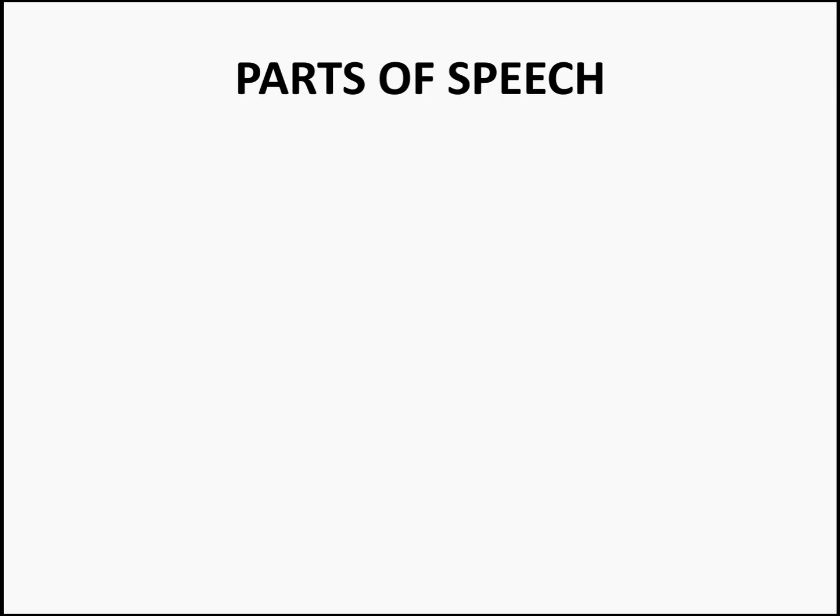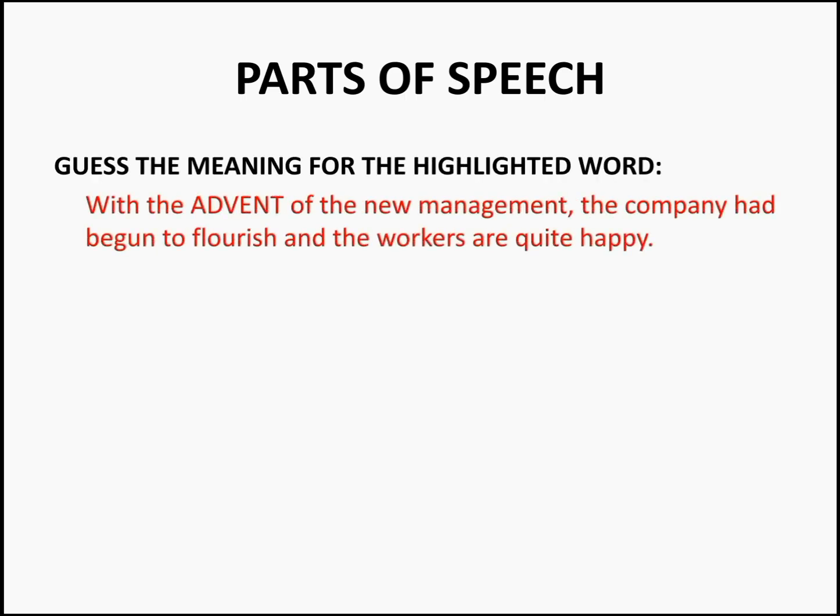Parts of speech. As we have learned, there are totally 8 parts of speech. When you cannot guess the meaning of a word, all we are going to do is read the sentence and find what part of speech the highlighted word is, with the help of which we can narrow down our options. Now look at the question. Guess the meaning for the highlighted word. With the advent of the new management, the company had begun to flourish and the workers are quite happy. If you look at the options: starting, entry, process and functioning, and your highlighted word is advent.